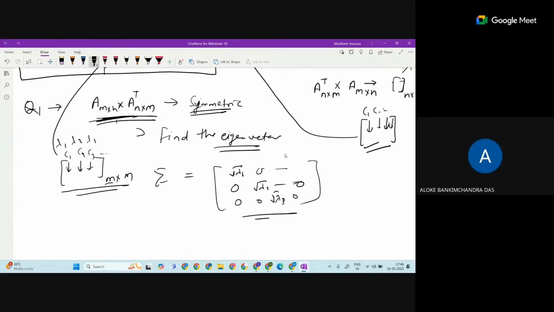So what will happen if the sigma is negative? First of all, the eigenvalues are going to be always positive. It will be always positive. Otherwise, we cannot get lambda if it is negative.